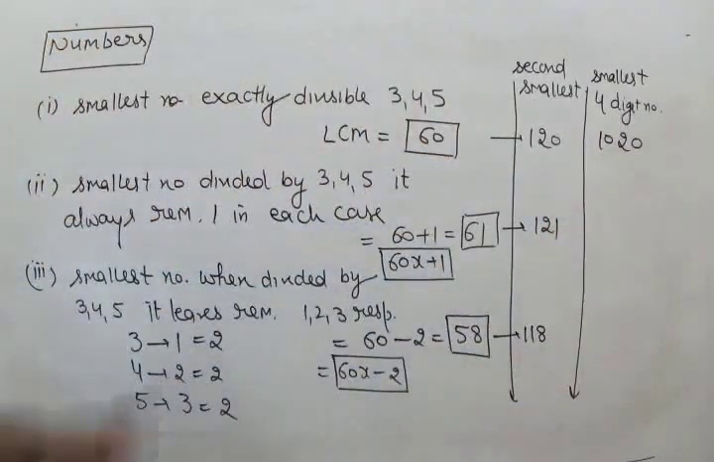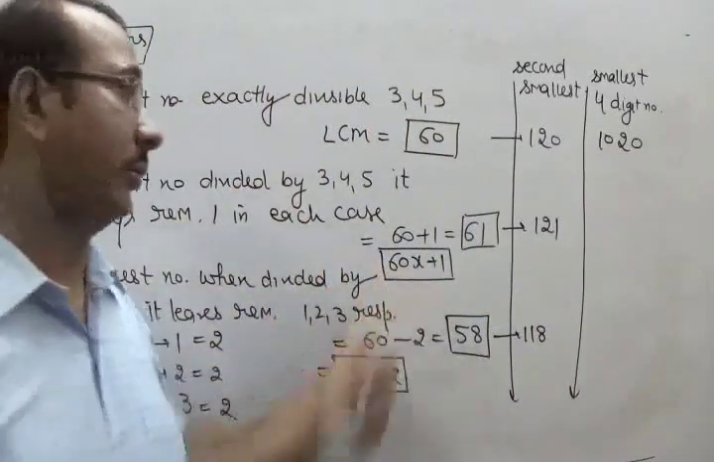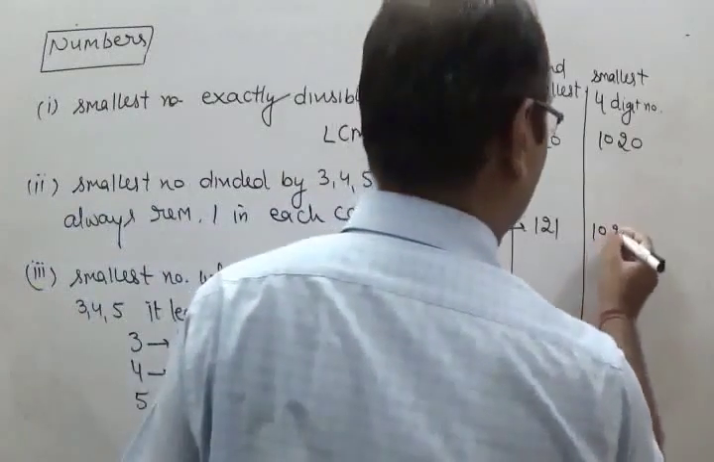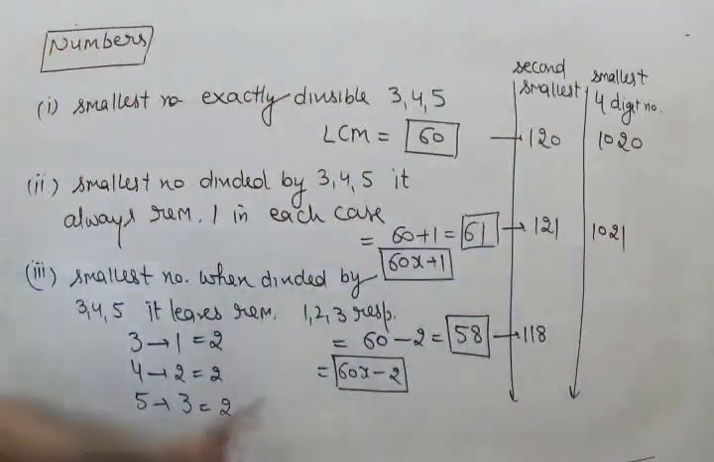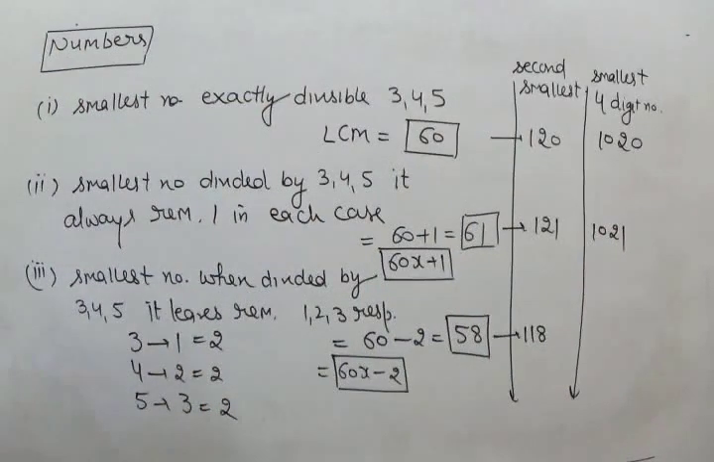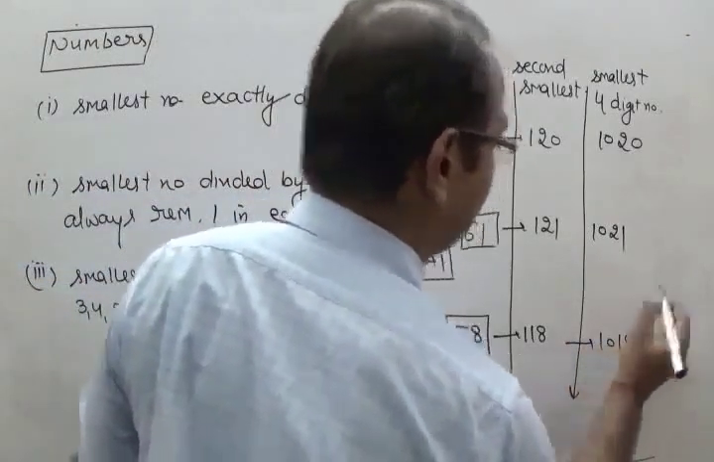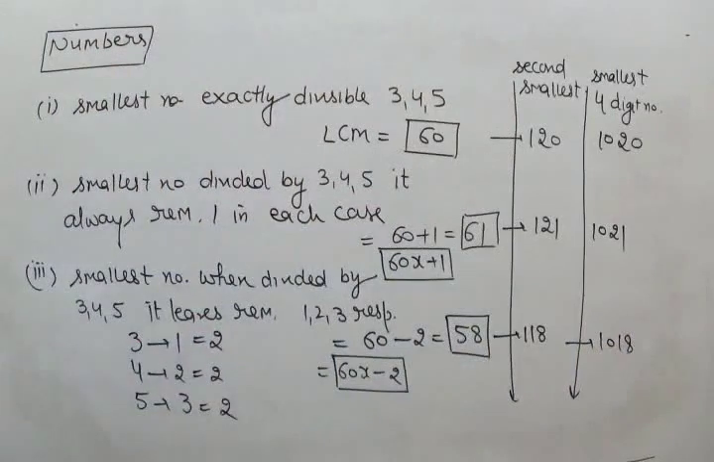Similarly for the second case, my number formation is 60x plus 1. In the first case I found it to be 1020. Here my answer becomes 1021. Similarly here, my number formation is 60x minus 2 and I have to solve it. So I just take 1020 and I have to subtract 2. My answer is said to be 1018. That's my answer. I hope you got the idea. So this is an introduction to this in the case of numbers.